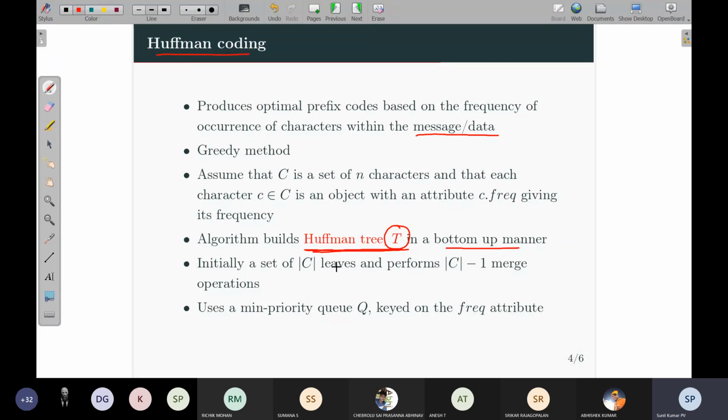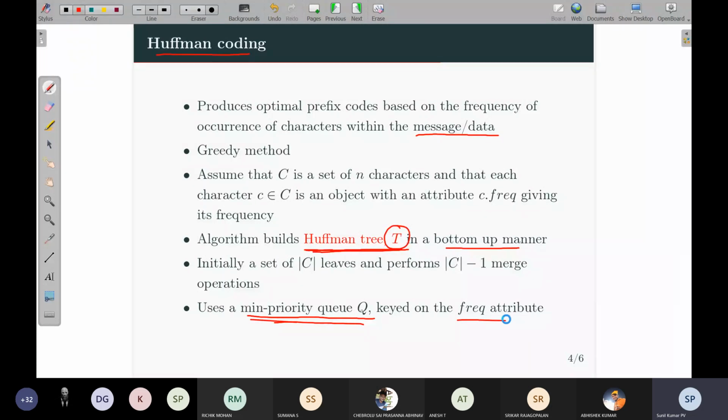Once you get the tree, it's basically a binary tree, so every node must have two children. The left child is designated as 0, and the link to the right child is designated as 1. Like that, we generate the coding scheme, and for that we need to run a minimum priority queue. Minimum priority queue means we will always take out the minimum value. Minimum frequency values will be first popped out or dequeued from the queue. In that way, you need to run a priority queue based on the frequency attribute.